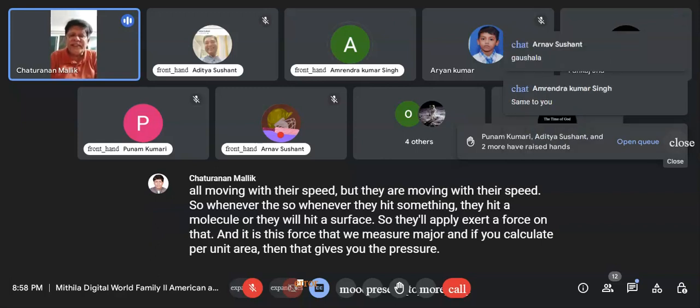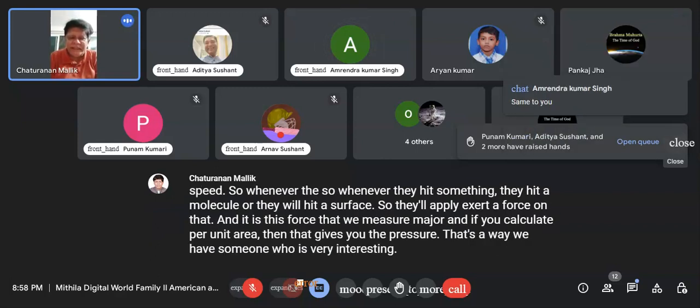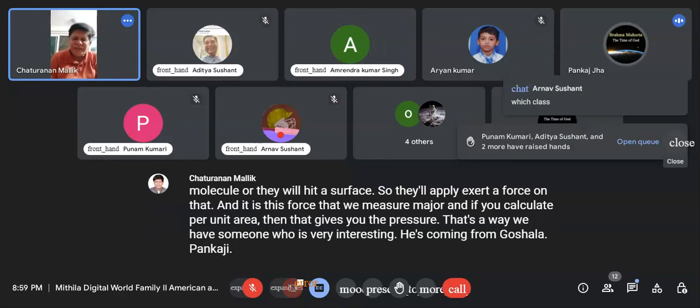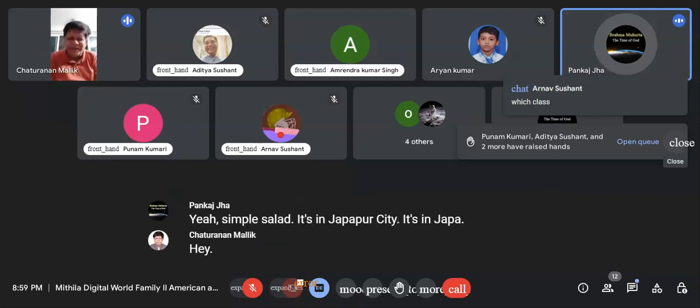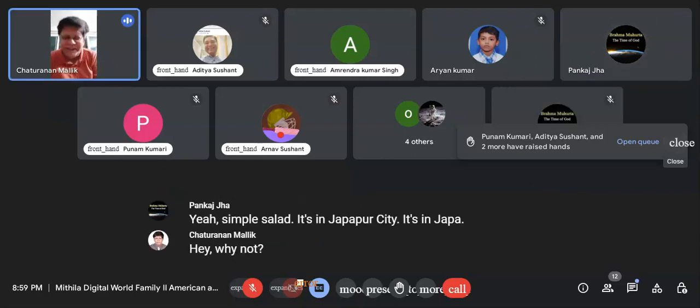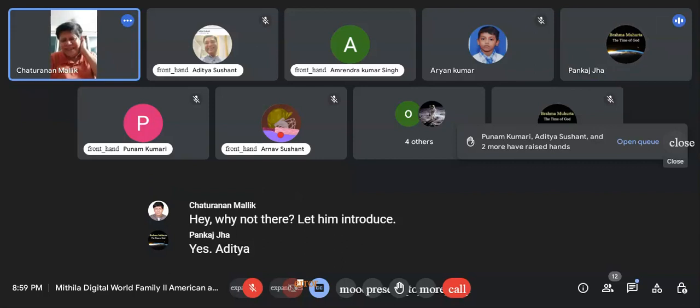So we have someone who is very interesting. He is coming from Goshala. Pankaj ji, yes, it's Gosala. It's in Muzaffarpur city. I see. Why not let him introduce himself? Yes, Aditya, your right hand. Please say something about it.